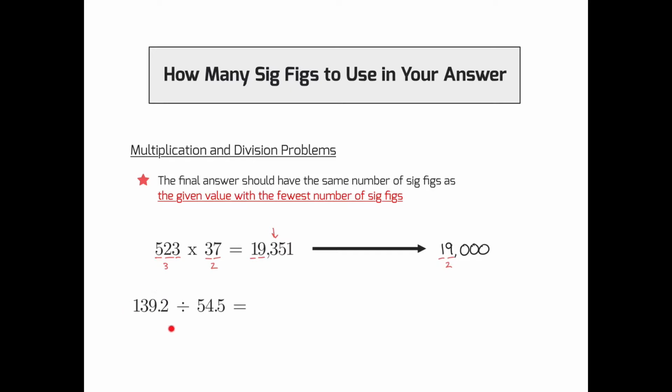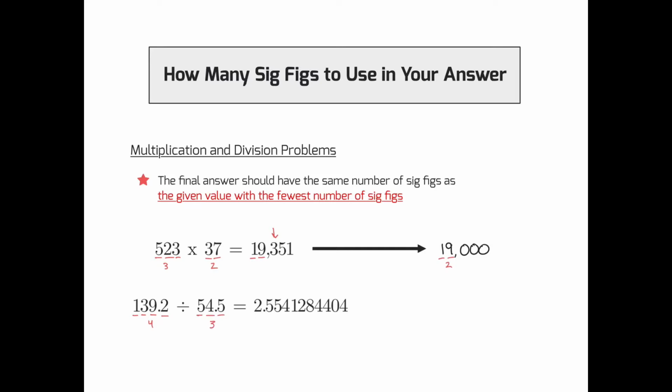In this example, we're doing a division problem, and they ask us to divide 139.2 by 54.5. If we punch this into our calculator, what we get is 2.5541284404. And so in order to figure out how many numbers to round this to, just like before, we're going to look at our given values. So we start with 139.2, and we can see that this has 1, 2, 3, 4 significant figures. And now we're going to look at 54.5, and 54.5 has 1, 2, 3 significant figures.